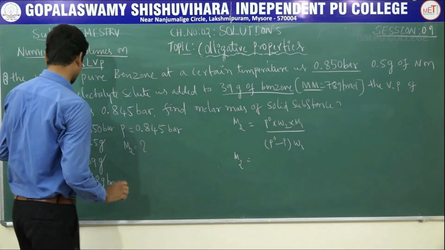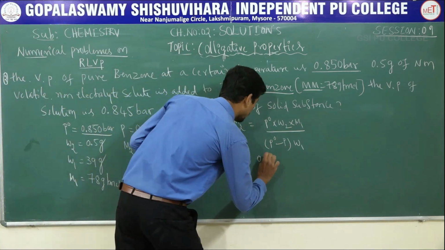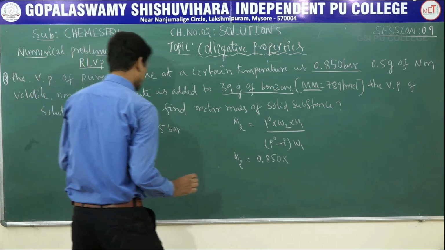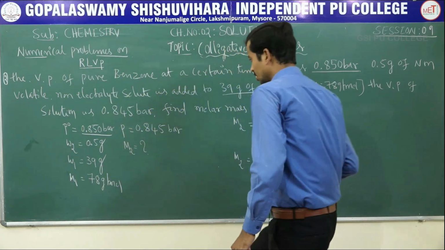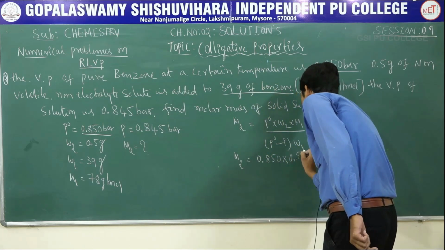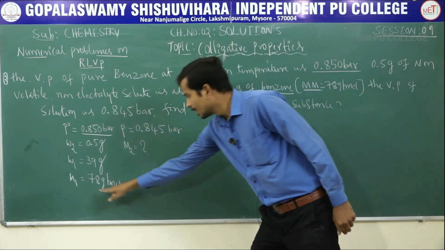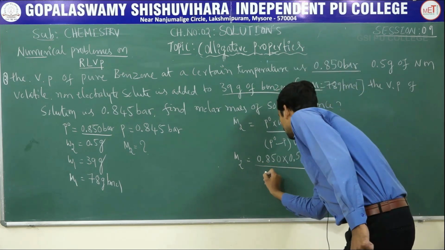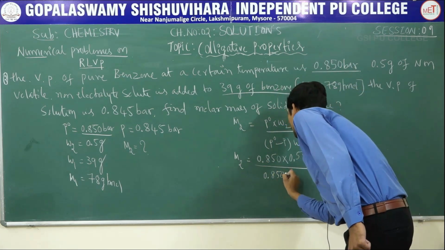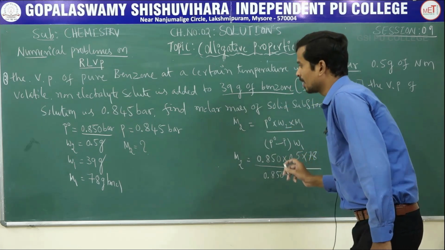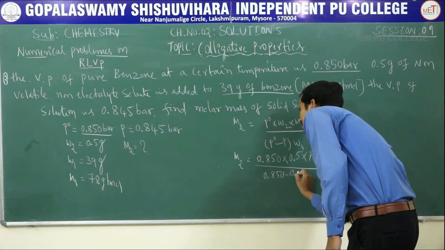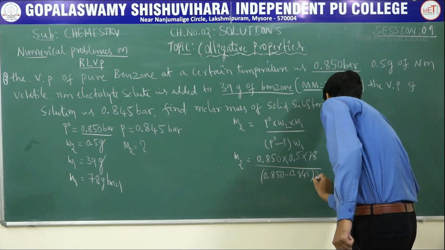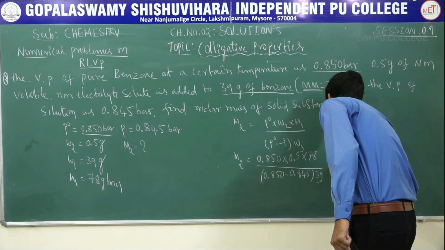Substitute. M2 is equal to P naught, which is how much? 0.85, into W2, which means the mass of a non-volatile solute, 0.5, into M1, which indicates the molecular mass of a solvent, 78, divided by P naught 0.850 minus P, which indicates the vapor pressure of the solution, 0.845, into W1, the mass of the solvent, 39 gram.